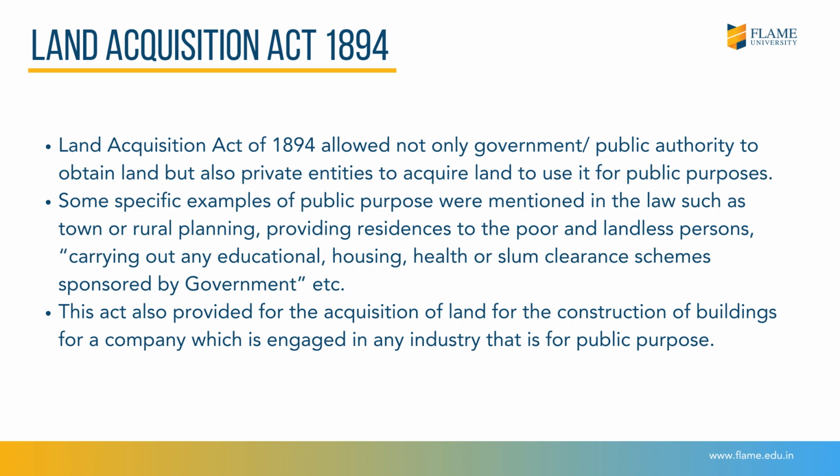Some specific examples of public purpose were mentioned in the law, such as town or rural planning, providing residences to the poor and landless persons, carrying out any educational, housing, health, or some clearance schemes sponsored by the government. This act also provided for the acquisition of land for the construction of buildings for a company which is engaged in any industry that is for public purpose.